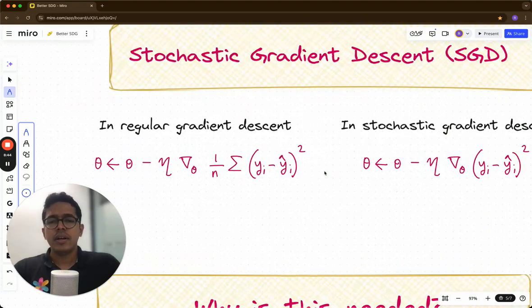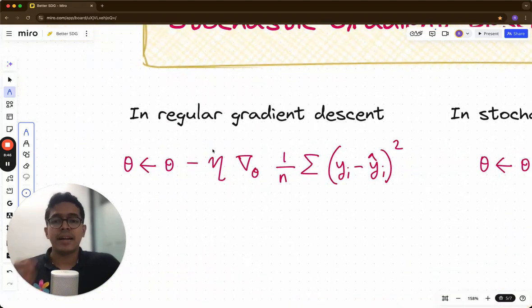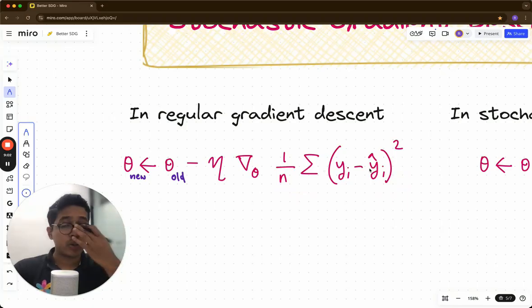In regular gradient descent, or vanilla gradient descent, the new value of theta is equal to the old value of theta minus the learning rate times the gradient of the loss function. Your loss function could be mean squared error, it could be anything else. There are many types of loss functions. It could be cross entropy loss, log loss, whatever it is, depending on your problem. This is the regular gradient descent, and we know that.